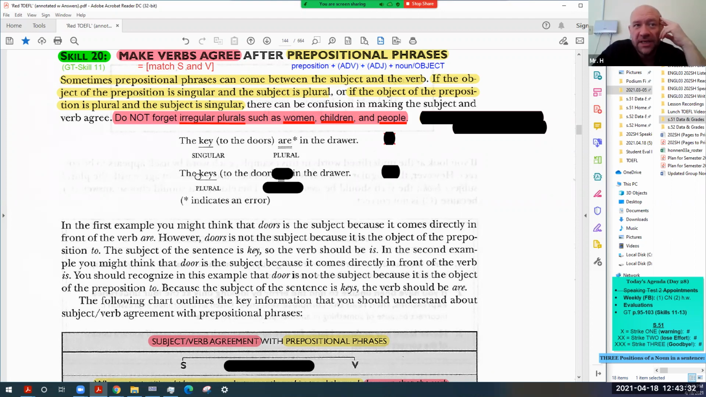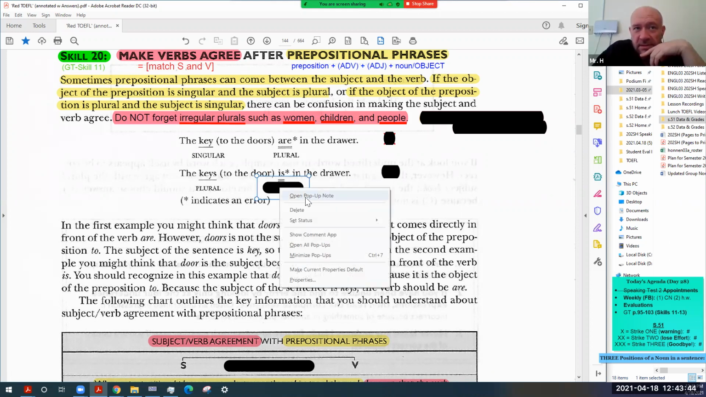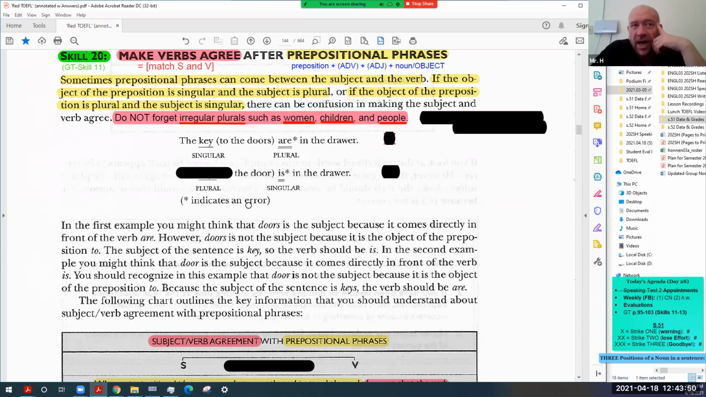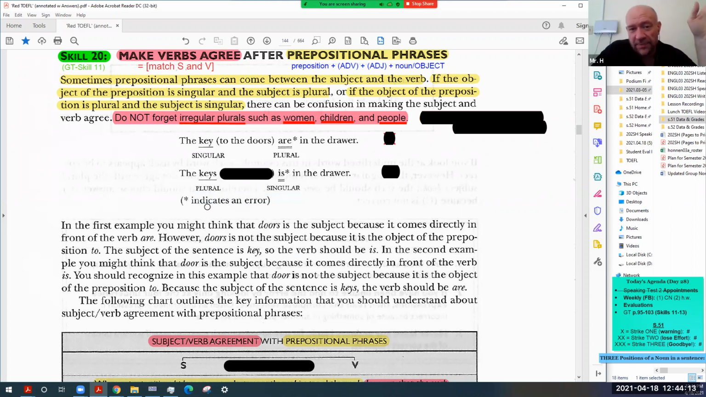Read the second one, Mohana. The keys to the door. What should I put? Is this okay? No. Why not? Because the keys. But wait, how about now? Yeah, now it's okay. Here it's okay, but this is not? Why? Because to the door is the preposition, not the subject. If you don't look at the prepositional phrase.